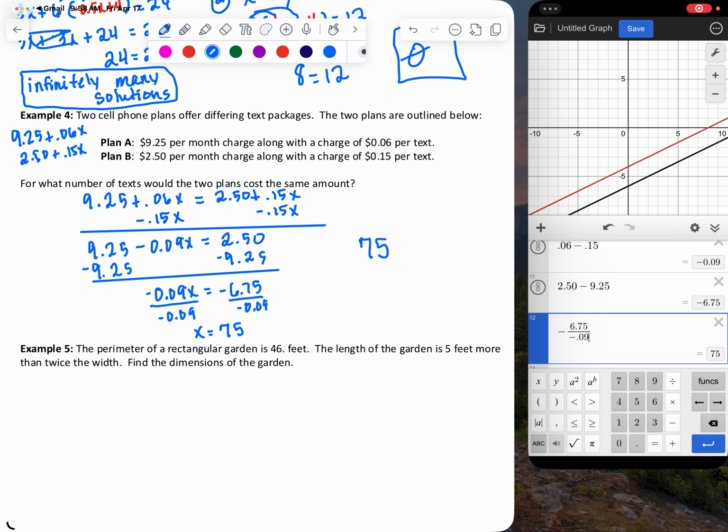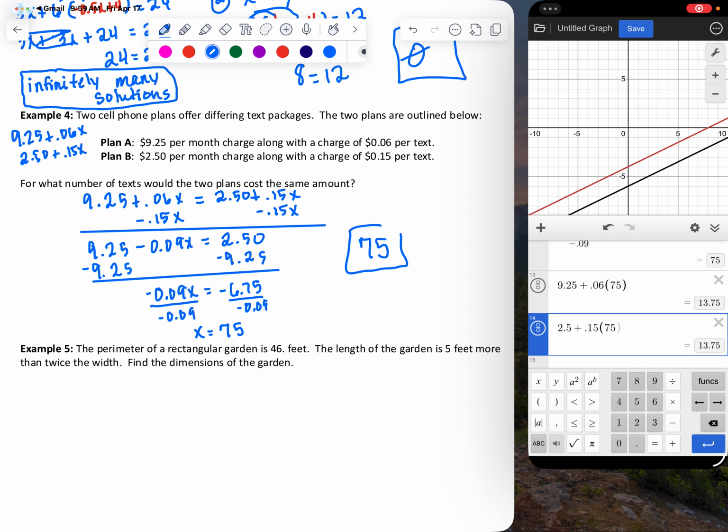Now, I'm not going to box that in till I check my answer. So my first equation was 9.25 plus 0.06 times 75, and that'd be 13.75. Now let's see what the cost would be for the other equation. 2.5 plus 0.15 times 75 texts. And sure enough, the plans would have an equal cost when there are 75 texts. So now I can box in my answer, excuse me.